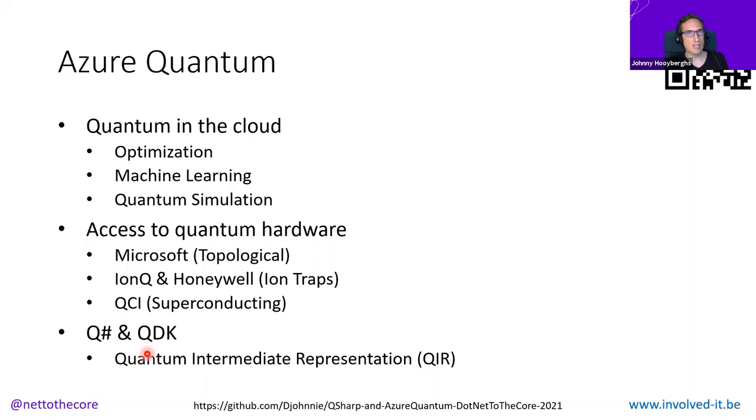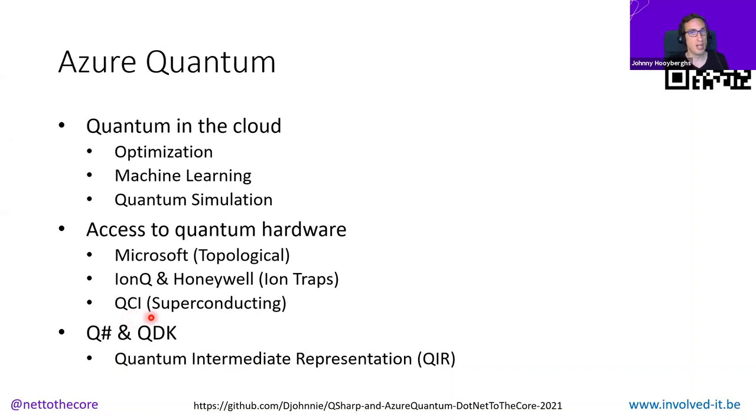And Q-sharp as a language works in the same way. Q-sharp is our high-level language that will be compiled down into quantum intermediate representation. So QIR. And this will basically be sent to those vendors. So this QIR will be sent to IonQ's quantum computers or QCI's quantum computers, and they will do the final step. They will create the runtime that translates the QIR code into actual machine code for their specific machine. And then that will yield some result. And then that result will be communicated back to us through Azure Quantum.